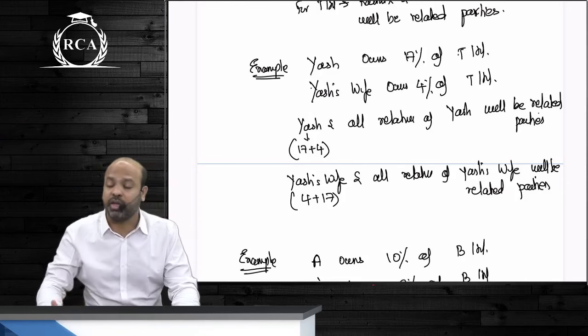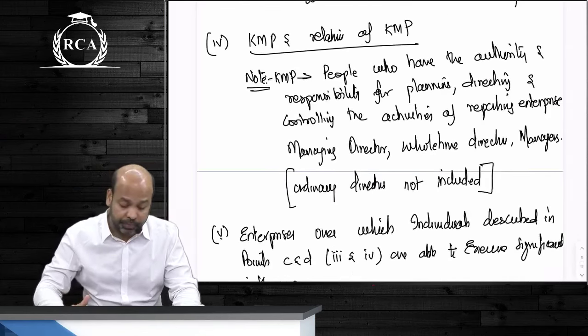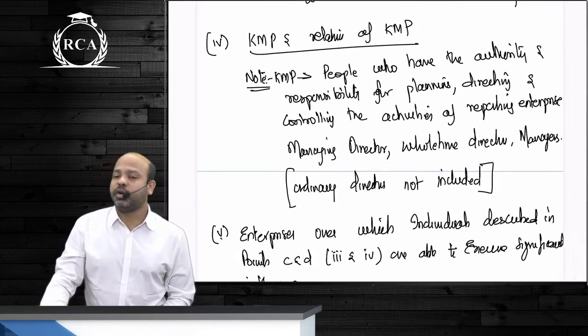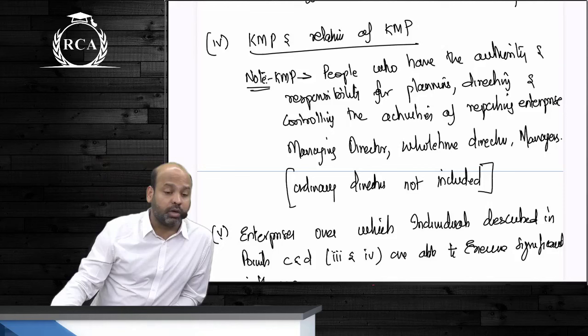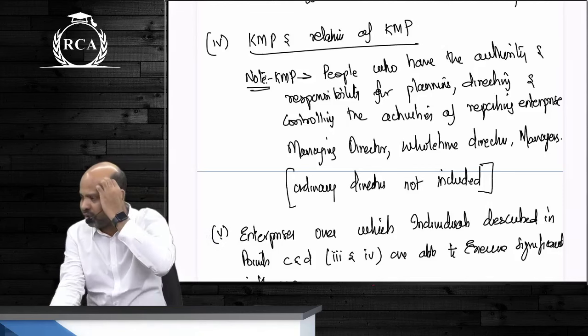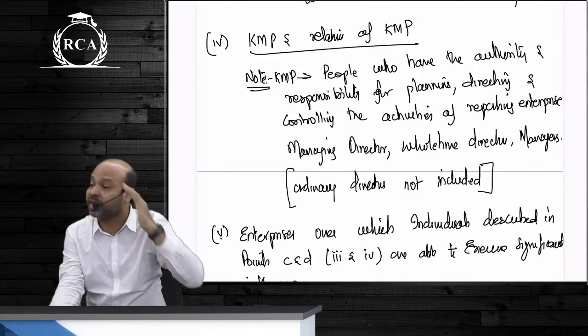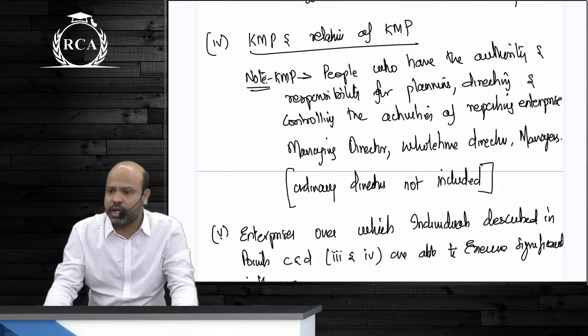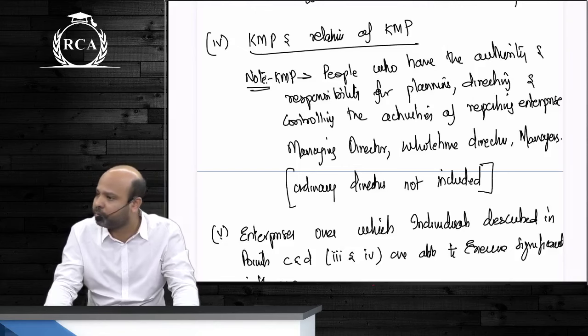The next point beta covers KMP and their relatives. The definition of the word KMP beta are the people who are responsible, guys, for directing, planning and controlling the activities of an organization. This is why we include only whole-time directors, managing directors, managers in the definition of KMP. So any KMP beta is deemed to be a related party of the organization. All the relatives of KMP also will be related parties.